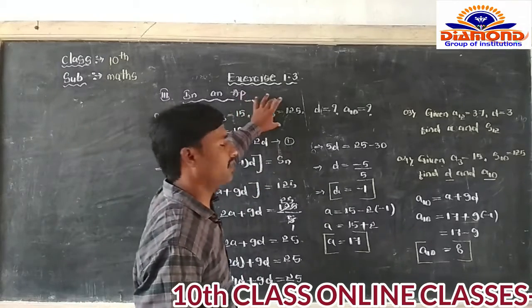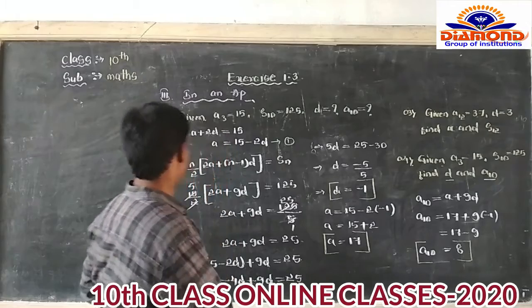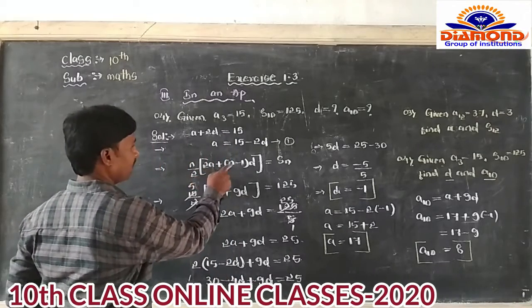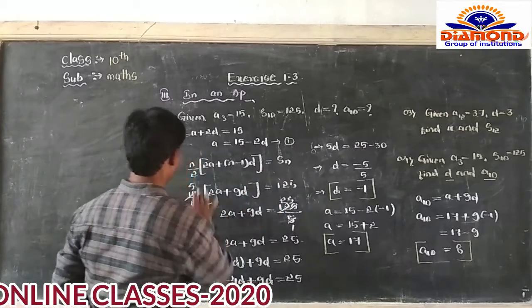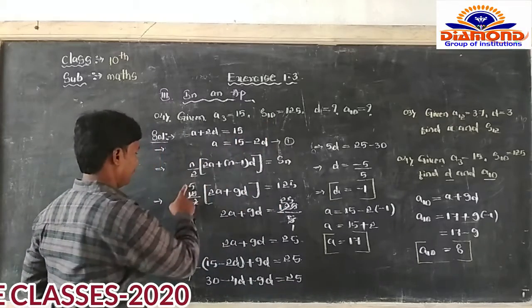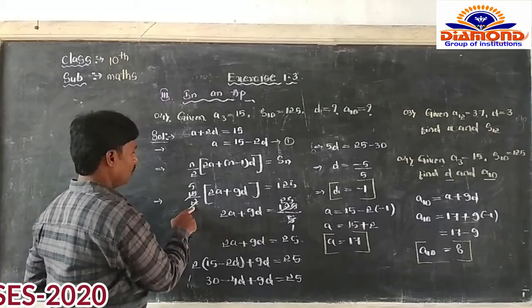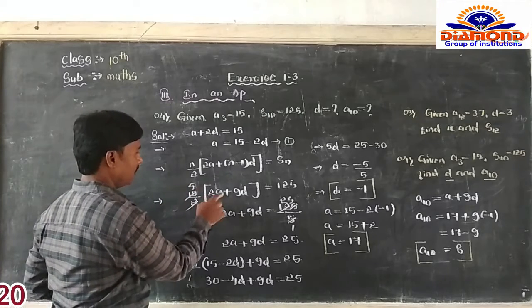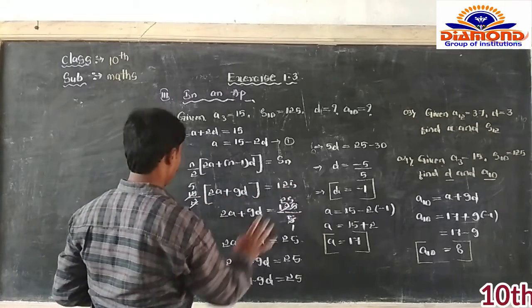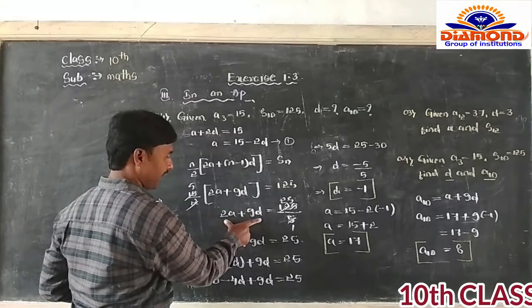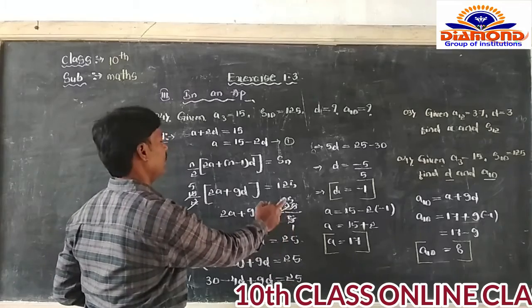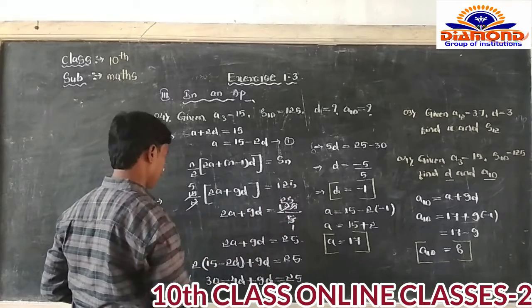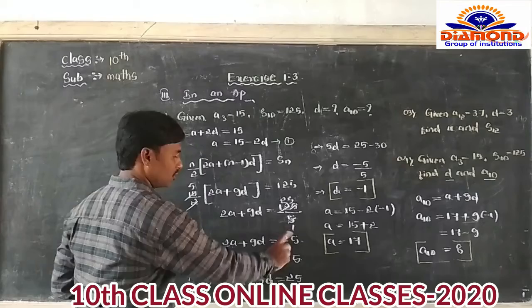Here the sum of the 10 terms is equal to 125, no? That's why n upon 2 in the bracket 2a plus n minus 1 bracket close d is equal to Sn. So n value is 10 by 2 in the bracket. 2 1s are 2, 2 5s are 10. Here 2a plus 9d is equal to 125. This 5 becomes denominator: 5 into 5, 5 5s are 25. Means 2a plus 9d is equal to 25.